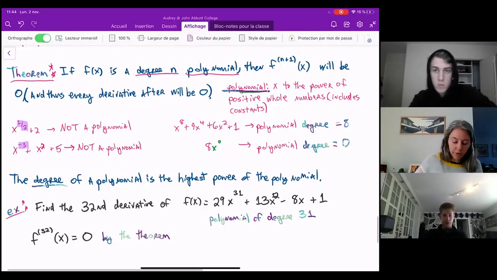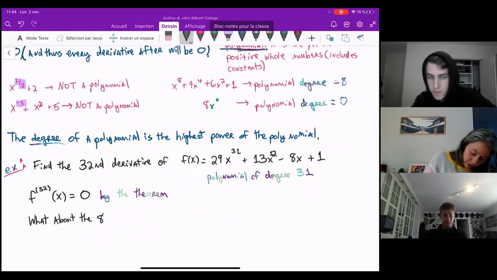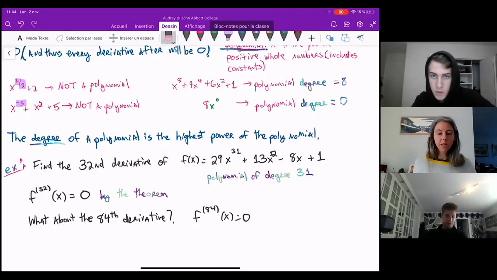What about the 84th derivative? That would just be 0. It would also just be 0, because the derivative of 0 is 0. So it's going to be 0 forever after that. Okay. Are there any questions about this theorem, what a polynomial is, what the degree of a polynomial is?